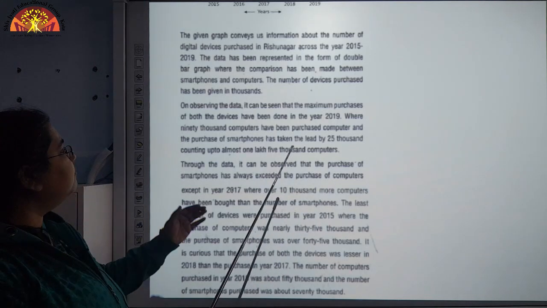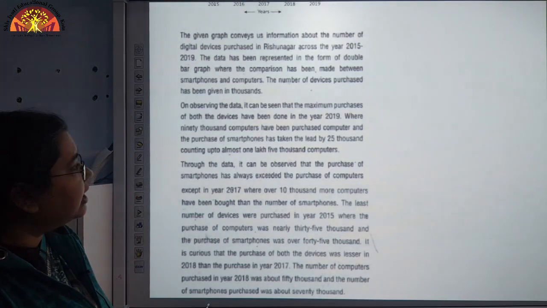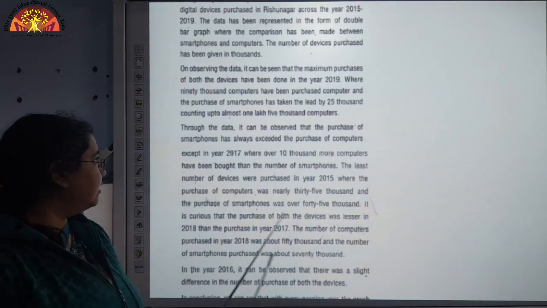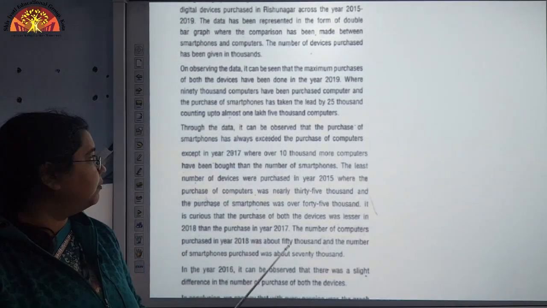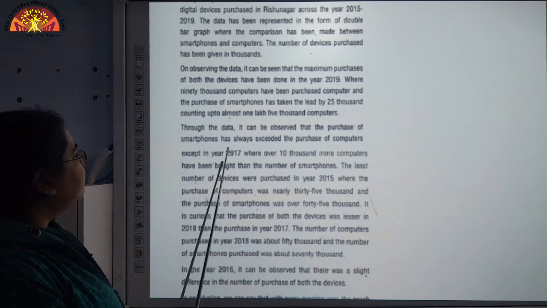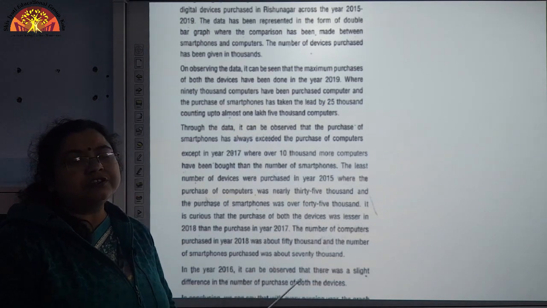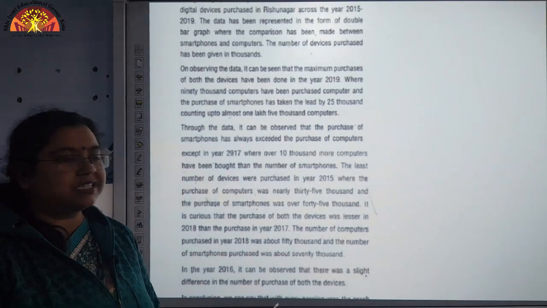So, in this manner we have discussed year 2019 where the highest maximum purchase has been done. Okay, a comparison between the smartphone and the computer. Now, through the data it can be observed that the purchase of smartphones has always exceeded the purchase of computers. So, this is one observation, the trend which you are discussing here.